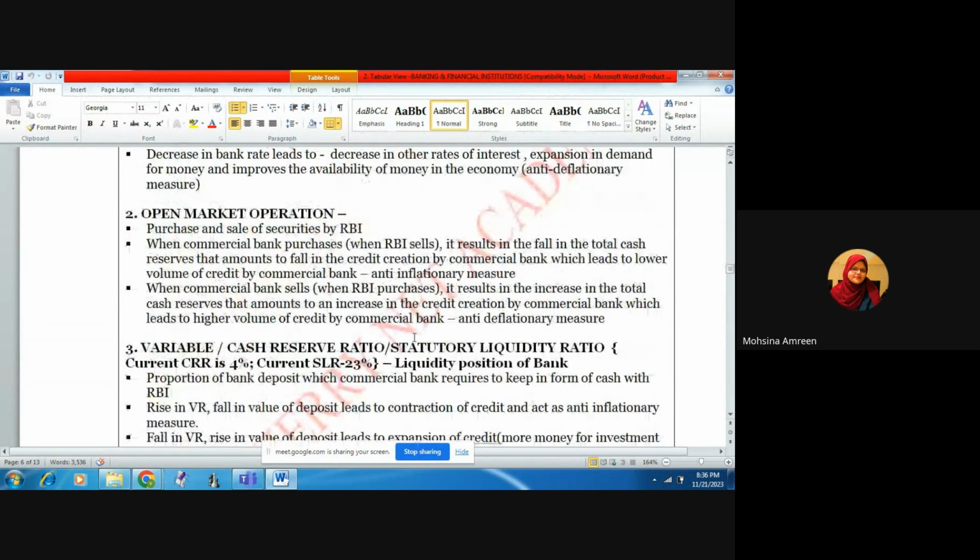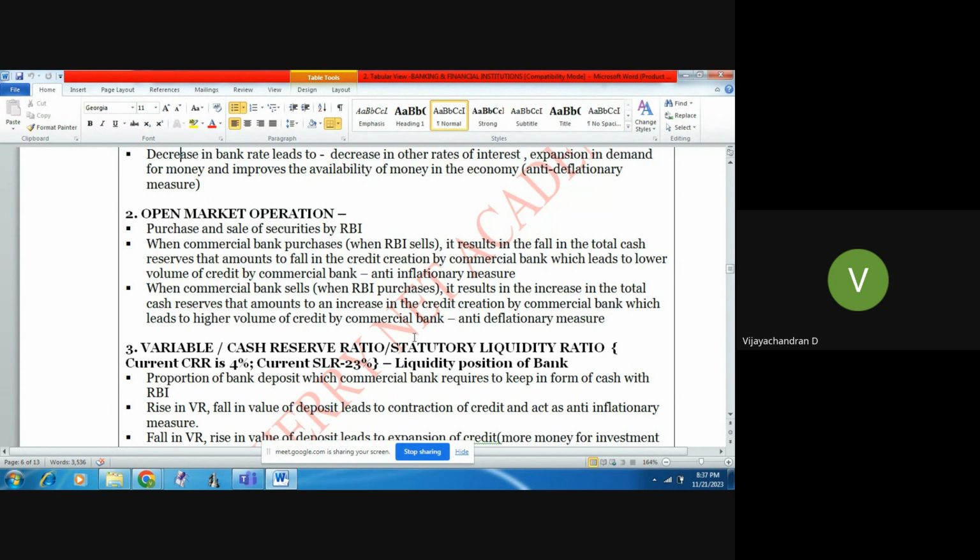During inflation, the RBI will sell the securities, right? So when they sell, what is the effect? See, ma'am, as an investor you are having more money, so there will be circulation of the money and you will spend more. What is inflation? Too much money chasing few commodities. So there will be more money circulation, and the value of the money will be down.